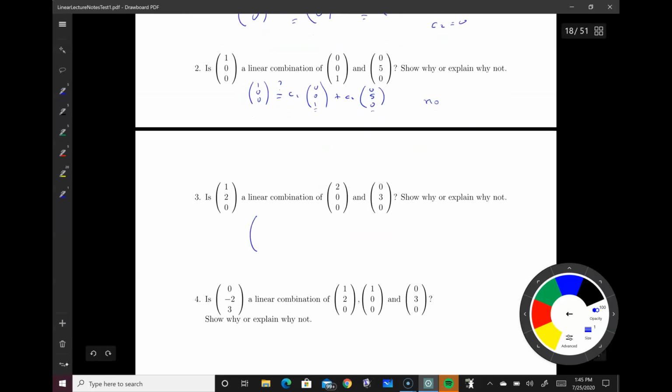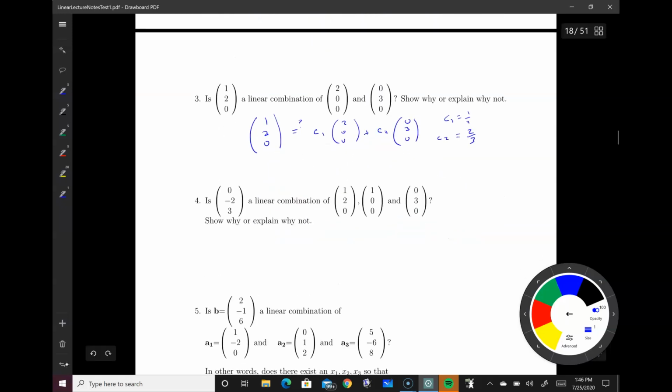All right, let's look at this one. 1, 2, 0. Is it a linear combination of these, c1 times the first vector plus c2 times 0, 3, 0? I think I can see it, and I really have made these as easy as possible so that you could do them by hand, just by eyeballing it. It's not always going to be the case, right? So if I let c1 equal 1/2, and then c2 equal 2/3, this would work, right?